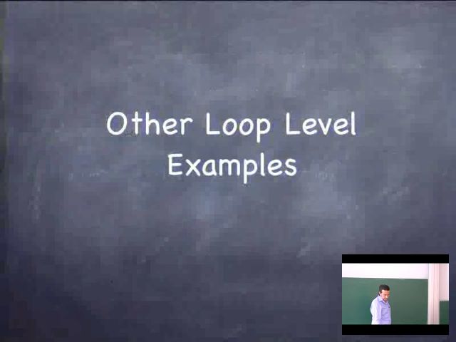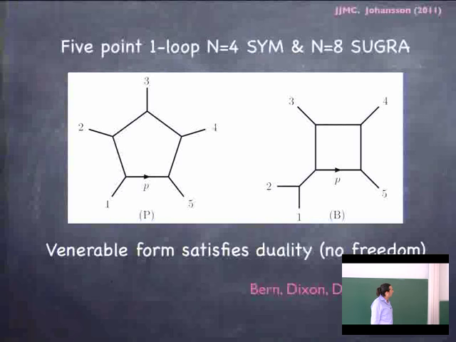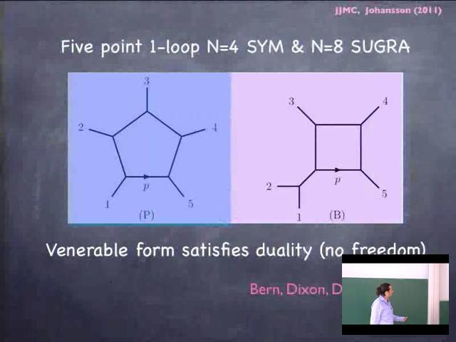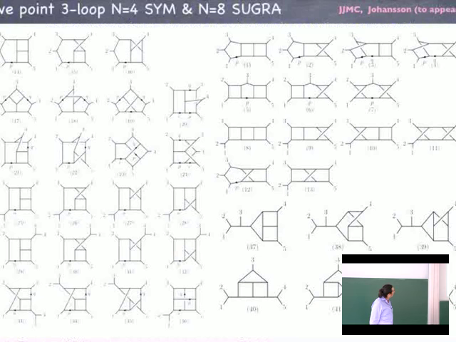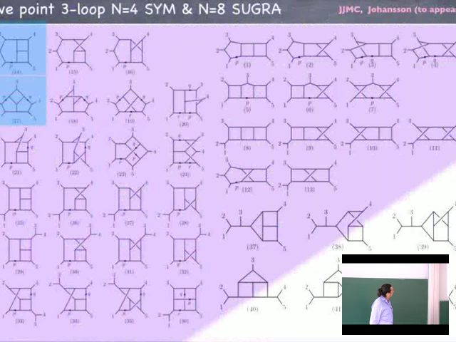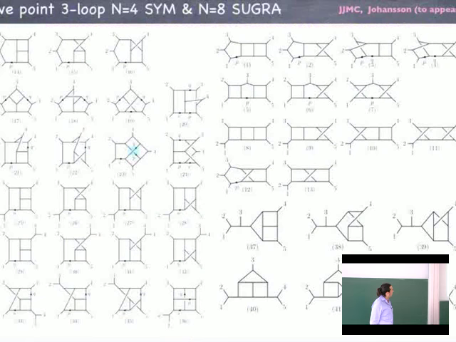Okay. Other loop level examples. At one loop, in N=4 super Yang-Mills and N=8 supergravity, there is one master here, and that guy is determined in terms of him. At two loop, this guy, everybody else is determined in terms of him. At three loop, you can either have two planar guys and everybody else determined in terms of them, or one non-planar and everybody else determined in terms of that.